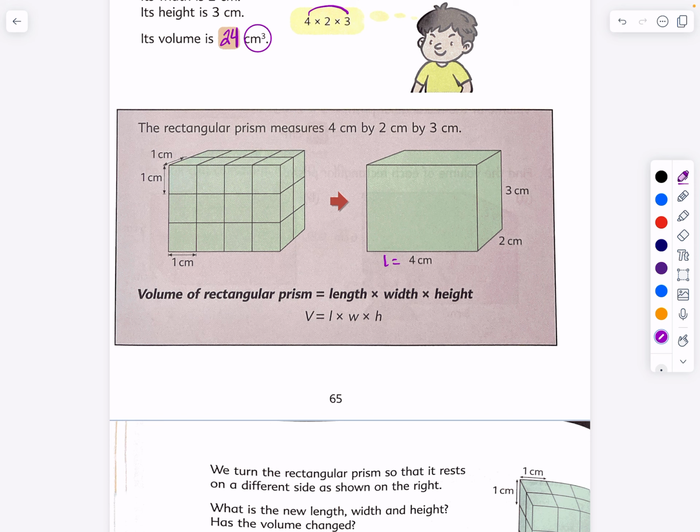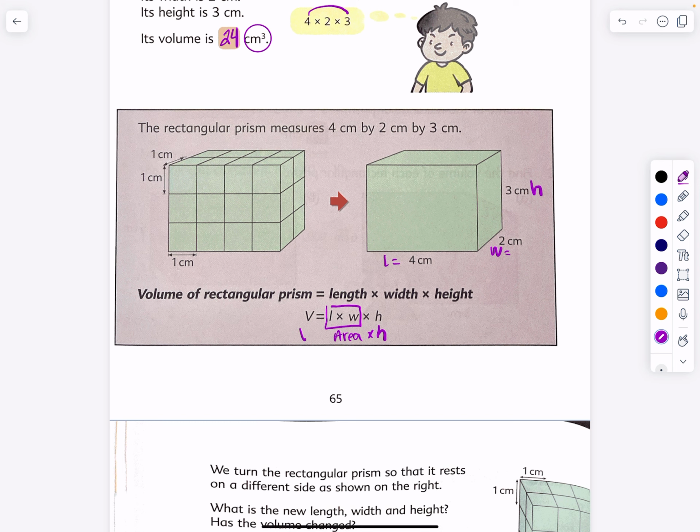Length equals 4, width equals 2, and height equals 3. So, what do we essentially do? First, length times width, that is your area. We're familiar with that. We first calculate the area of a plate, and then we take it as many times as our height allows us, right? So that's your third dimension. Length and width, those are 2 dimensions, and the third dimension is height.